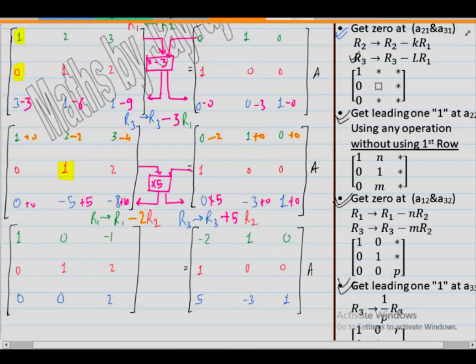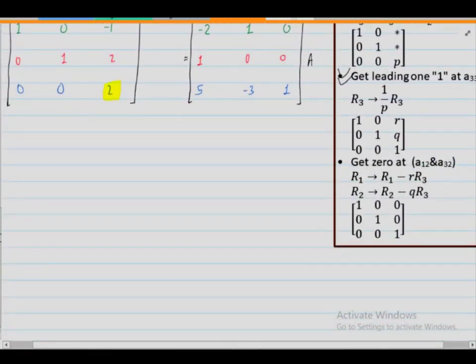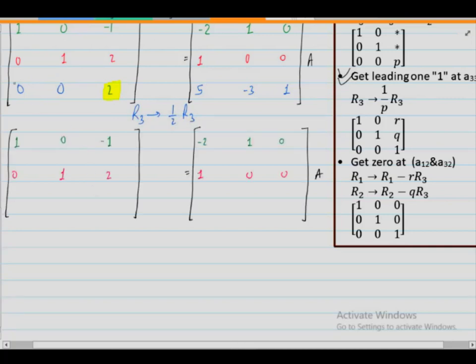Now in the next step we need to get 1 at A33 point by taking 2 common from the third row. So we should take the operation R3 gives 1 by 2 R3. In this process, our first and second row will be as it is. So let's write it down as it is.